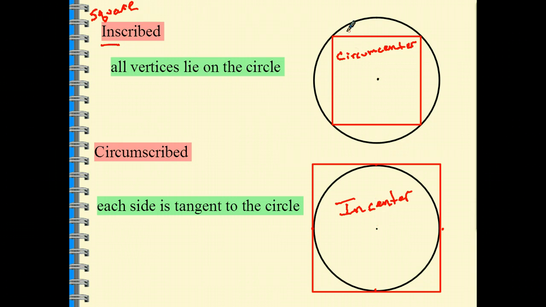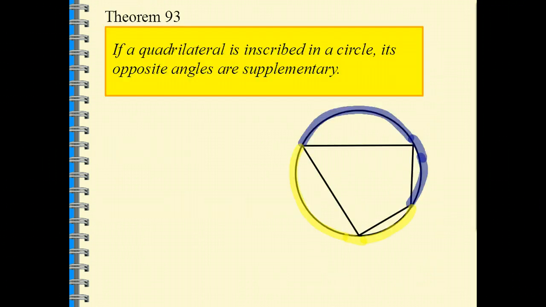Up here, the circle is actually being circumscribed about the square, where the square is inscribed in the circle, and we call that center the circumcenter. So let's take a look at Theorem 93. In Theorem 93, we're told that if a quadrilateral is inscribed in a circle, so inscribed meaning the quadrilateral is inside the circle and the vertices are on the circle, its opposite angles are supplementary.